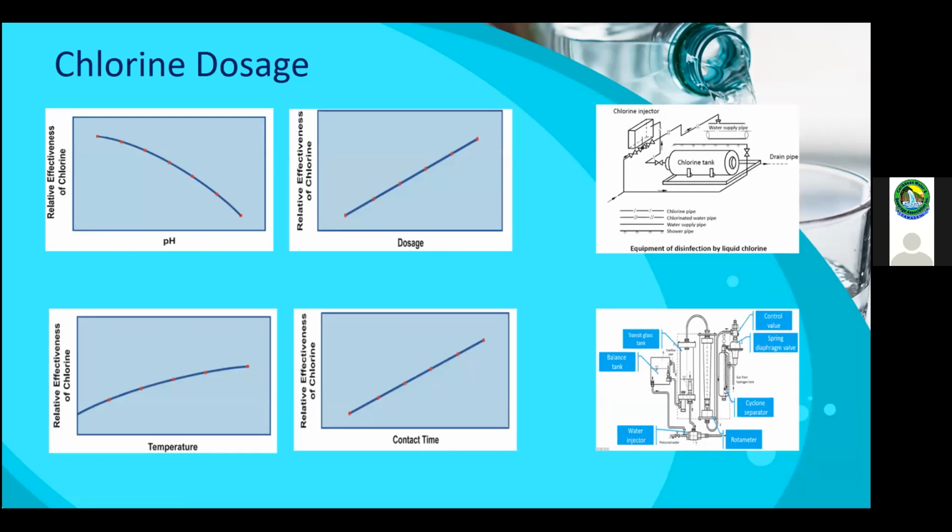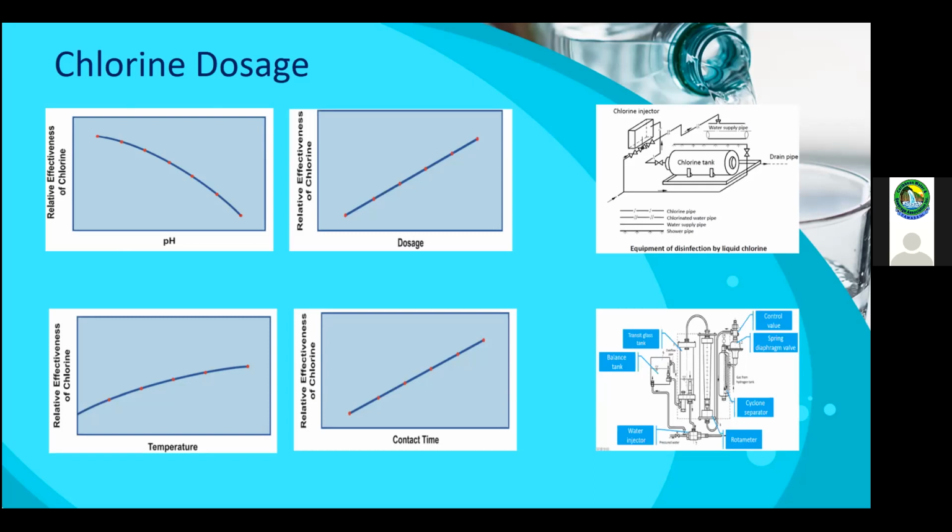So here really is, this just shows you the relationship between your disinfection and the factors that affect disinfection. The first curve, which is on the top left side, shows the effectiveness of your chlorine with pH. A lower pH will result in a more efficient use of your chlorine as a disinfectant. If we look at the next curve, at the top middle there, a higher dosage of your disinfectant will result in a more rapid disinfection.